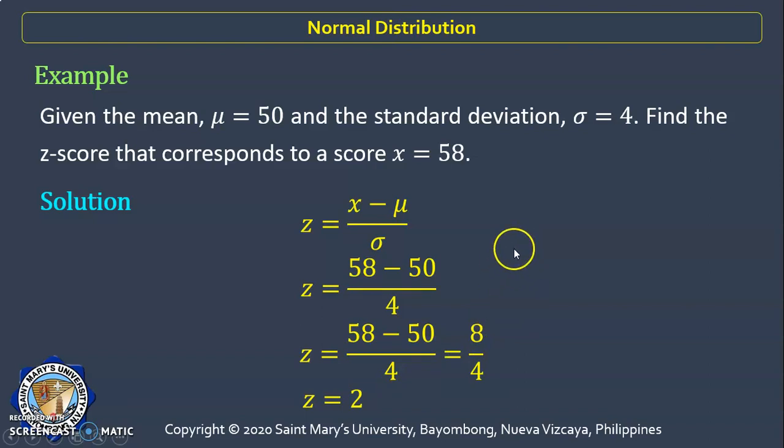Okay, is it correct? Because 50, when you add 4, so you have 54, 1 standard deviation, and add the additional 4, 54 plus 4, 58. So this is 2 standard deviations.